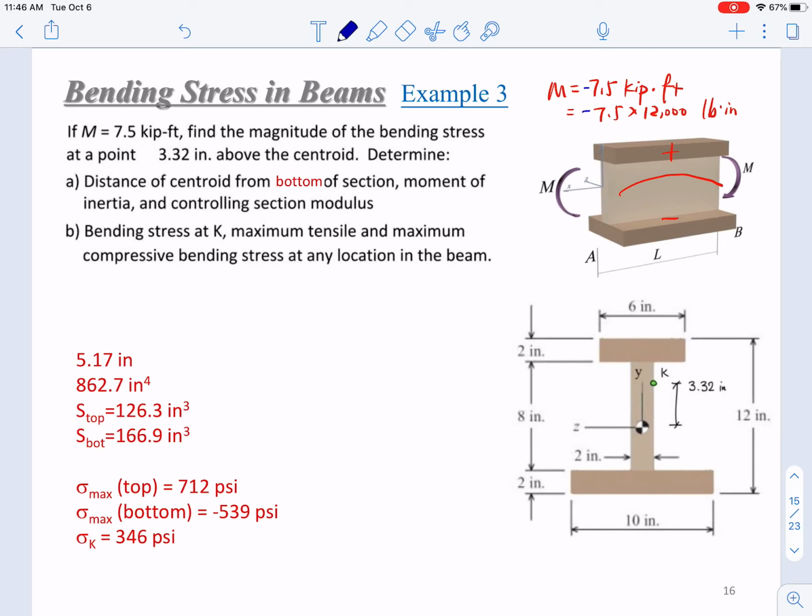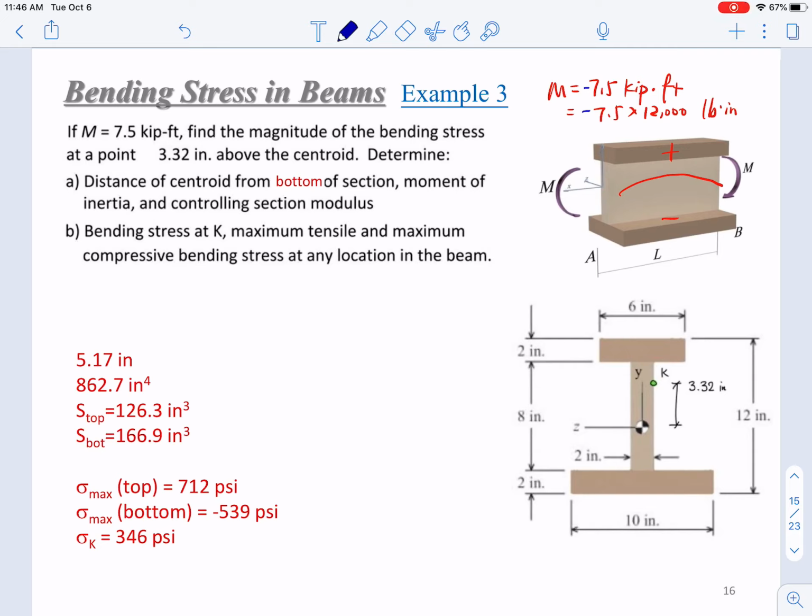So we have this section and this bending moment, and we find the magnitude of bending stress at a point 3.32 inch above the centroid. We have two steps. Step B will be the final question, and step A will be just the intermediate step.